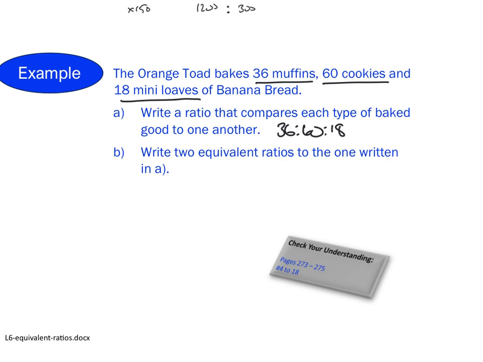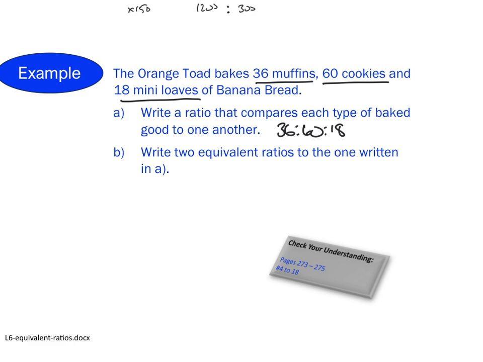Give me 2 equivalent ratios to this. Parker. To the first one? Times 35. So what do you want to do? Divide by 2. Divide by 2. What is the new ratio?